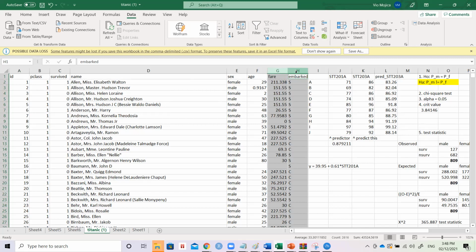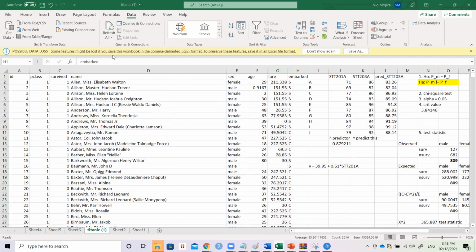Yes. So in that case, would that be a chi-square test? Because you have embarked, which is qualitative, but fare is quantitative. So you're going to have to take the averages: the average fare for S, the average fare for C, the average fare for Q. So it's not going to be a chi-square test. It's going to be a different test, using the difference of means.